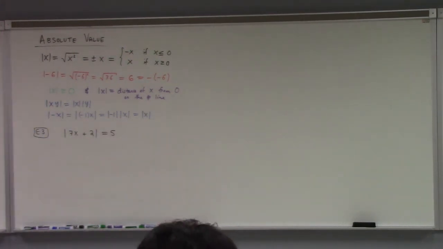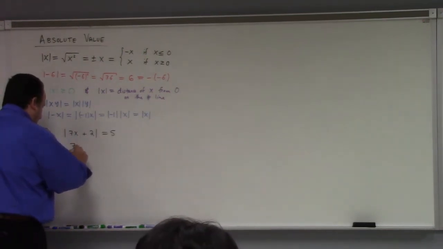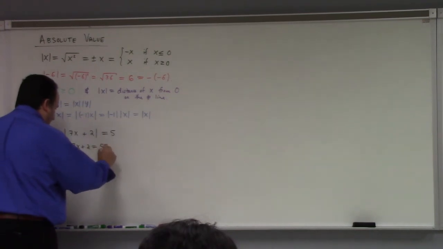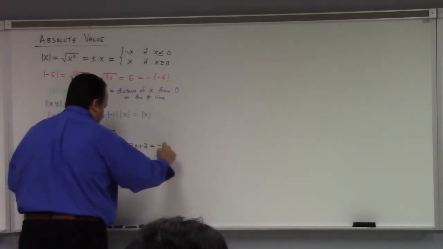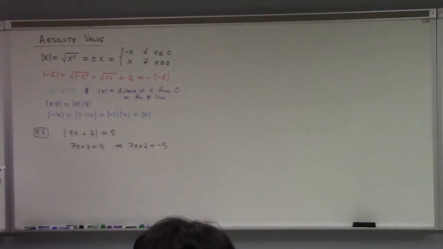How would you solve this equation involving absolute value? Go for it. 7x plus 2 is 5, and then 7x plus 2 is -5. Right. Very good. That is, in fact, one way we can do it.